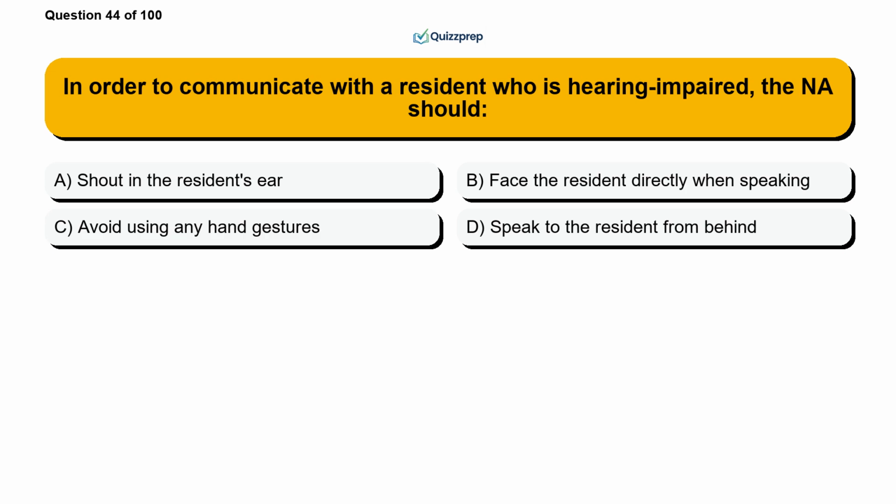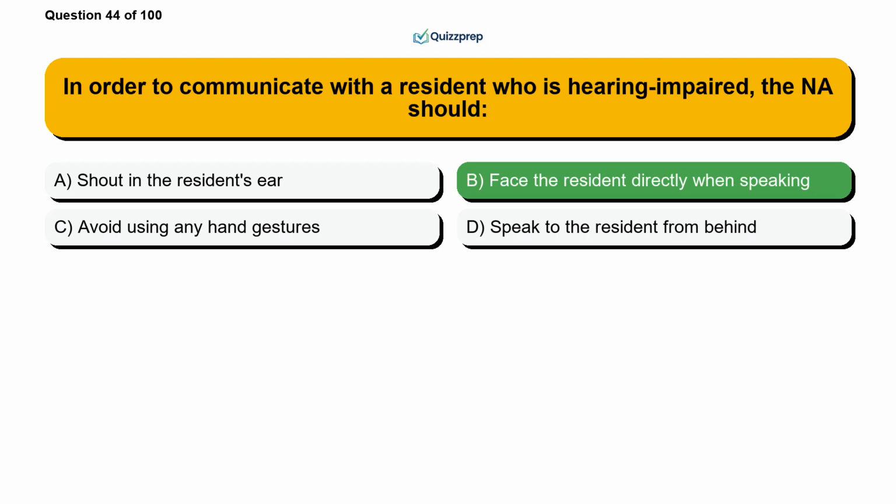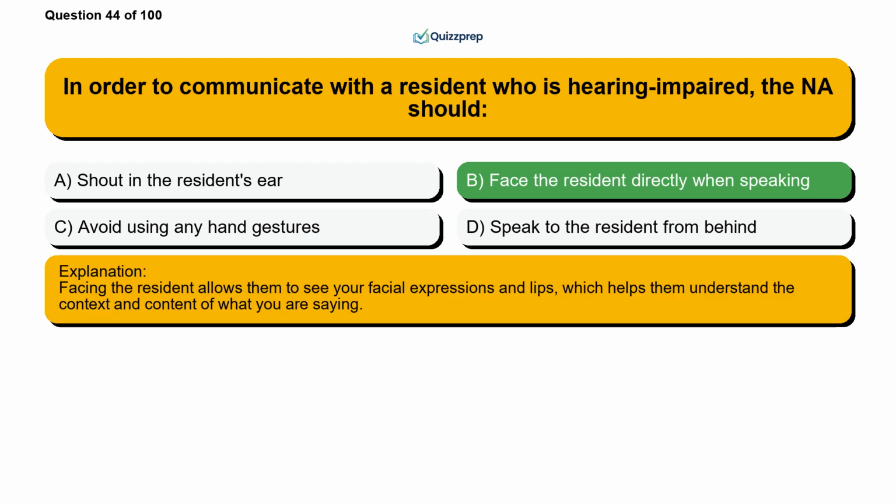Question 44. In order to communicate with a resident who is hearing impaired, the NA should: Option A, shout in the resident's ear. Option B, face the resident directly when speaking. Option C, avoid using any hand gestures. Option D, speak to the resident from behind. The correct answer is option B. Face the resident directly when speaking. Facing the resident allows them to see your facial expressions and lips, which helps them understand the context and content of what you are saying.